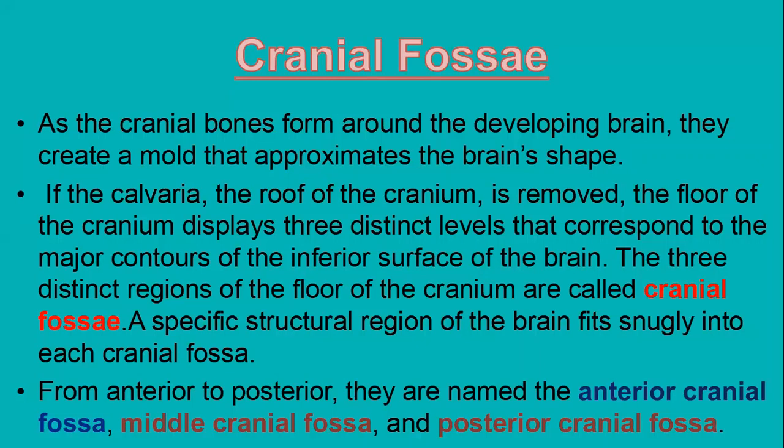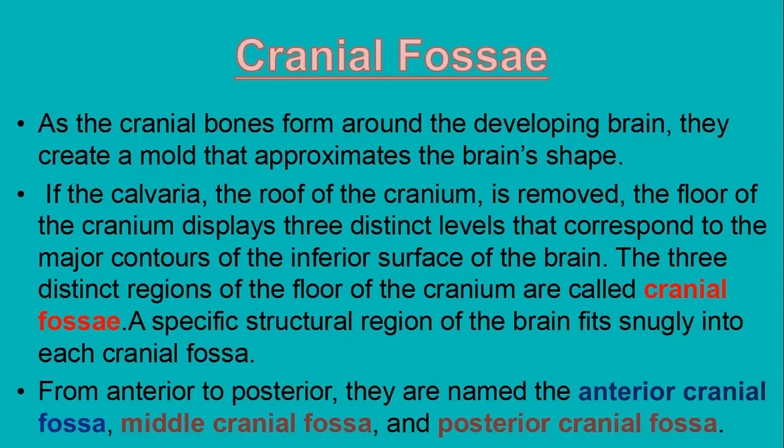Within the neurocranium, as the cranial bones form around the developing brain, they create a mold that approximates the brain's shape. If the calvaria, the roof of the cranium, is removed, the floor of the cranium displays 3 distinct levels that correspond to the major contours of the inferior surface of the brain. The 3 distinct regions of the floor of the cranium are called cranial fossae. As I said, a fossa is a cavity whereby the brain anchors.